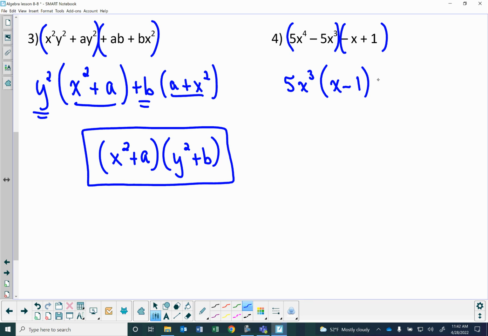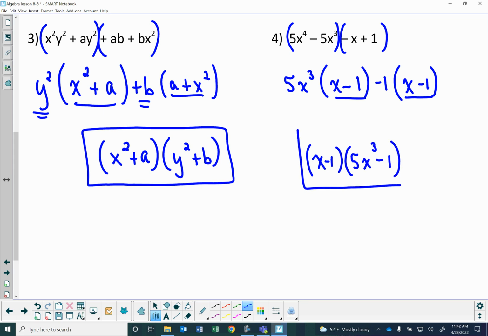The second binomial, negative x plus 1, the greatest common factor there is going to be negative 1. Because remember, we never want the first term to be negative, so I'm going to pull out a negative 1. Negative x divided by negative 1 gives me a positive x. Positive 1 divided by negative 1 gives me a negative 1. And that way I have a common term, don't I? So my common term is x minus 1, and I'm left with 5x to the 3rd minus 1. And that's factoring by grouping. Factoring by grouping is actually really quite simple.